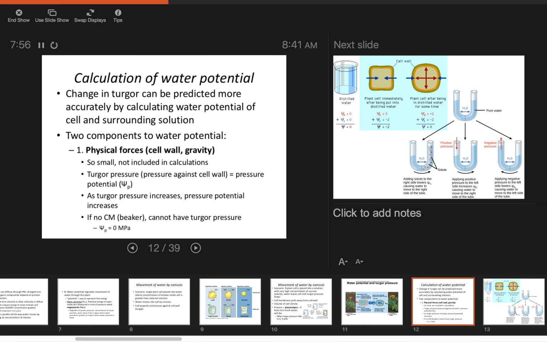Now, I do want to say that we won't be doing any math with this chapter. If this was your thing, if you were going into plants, you'd have to calculate that. But for the sake of this class, we're just going to talk about some factors that can go into it. So turgid pressure, the pressure against the cell wall, is considered pressure potential. If it increases, your pressure potential will also increase.